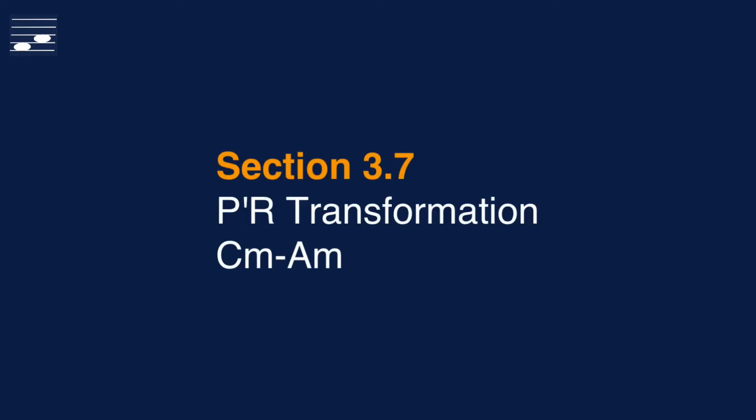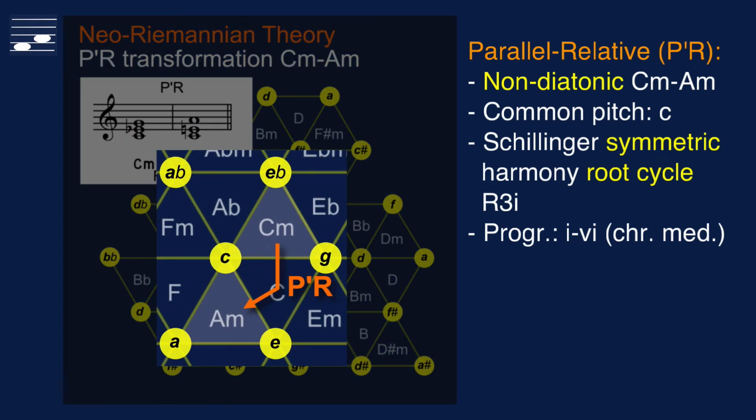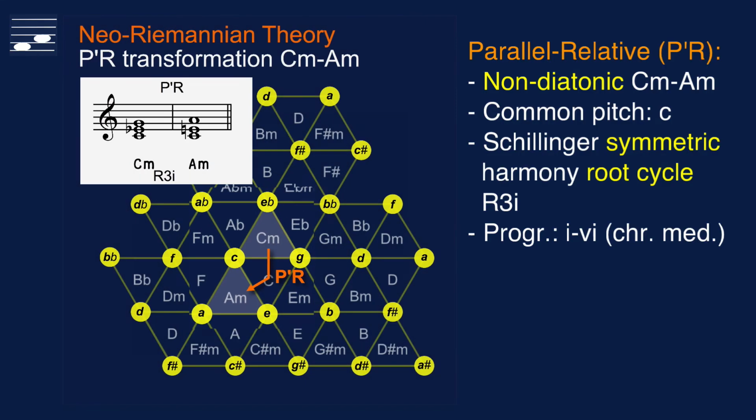The third compound transformation in minor is inverse parallel relative, going from C minor to A minor, with the root C in the starting chord becoming the 3 in A minor. The Schillinger symmetric root cycle type is R3I, the descending minor third. Again, you will not find this pair of minor triads in a diatonic context. It belongs to the category of chromatic mediants.